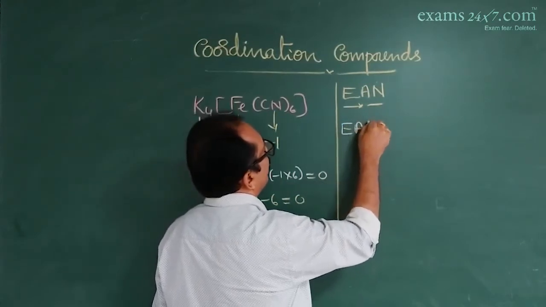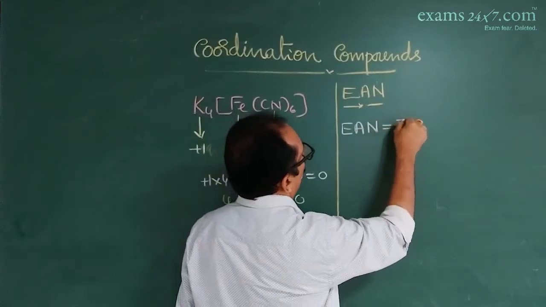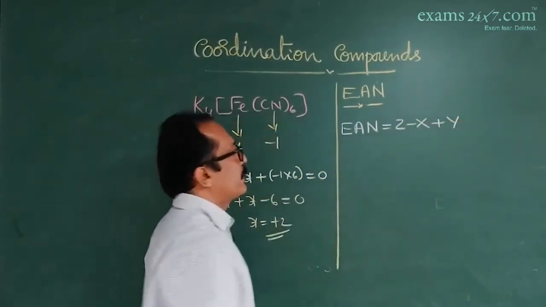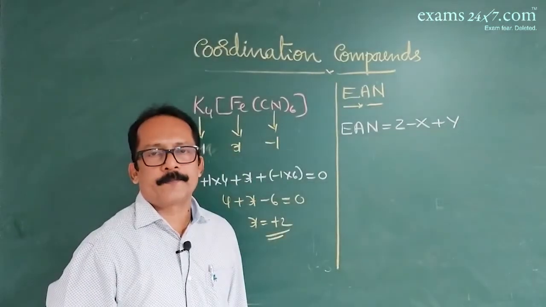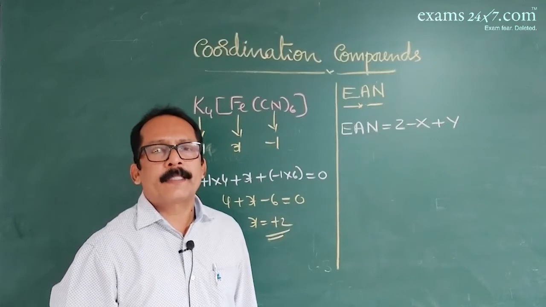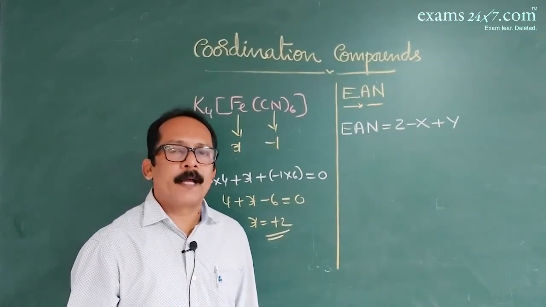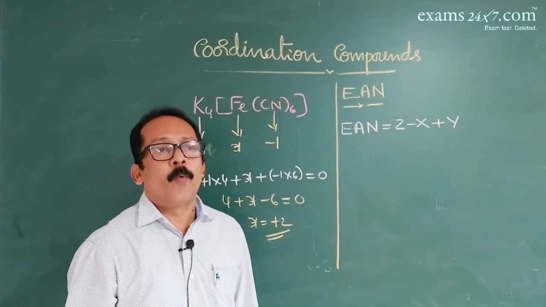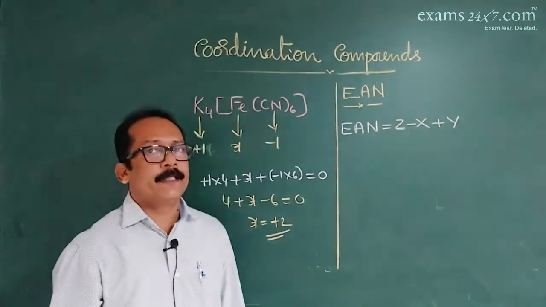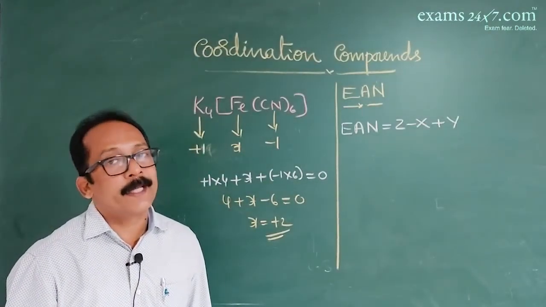How to calculate the effective atomic number? EAN is equal to Z minus X plus Y. Z is the atomic number. X is the oxidation state, the number of electrons lost by the metal atom to form the metal ion. Y is the total number of electrons donated by the ligands. Each ligand donates 2 electrons, and that also depends on the nature of the ligand.